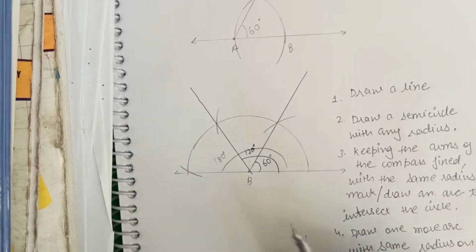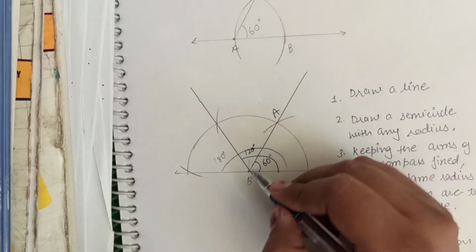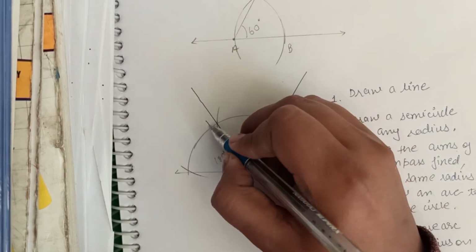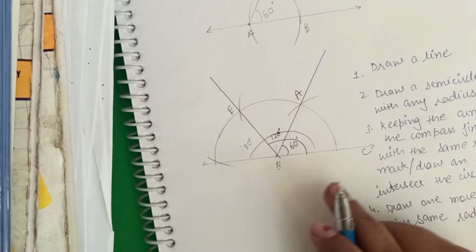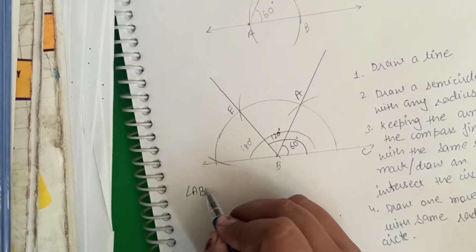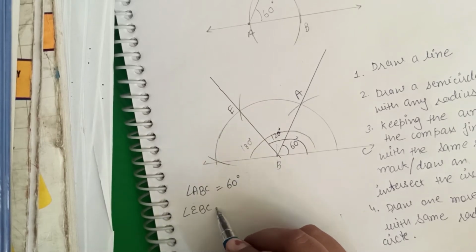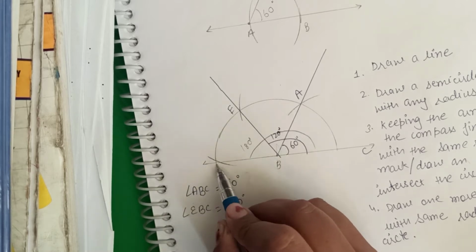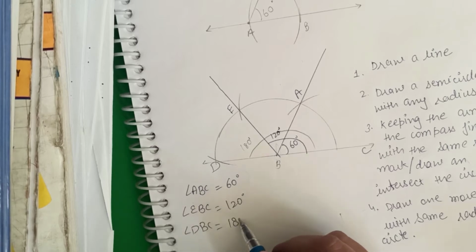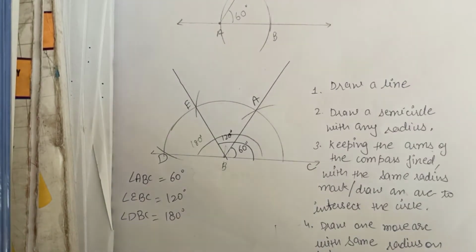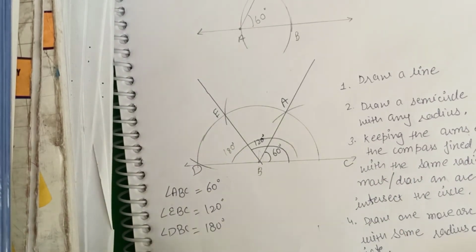Clear? So now this one I name B, take A, B and C, and give this E. So angle ABC equals 60 degree. Angle EBC is of 120 degree and angle DBC is of 180 degree. Clear? So with one construction we drew three angles, 60, 120 and 180.